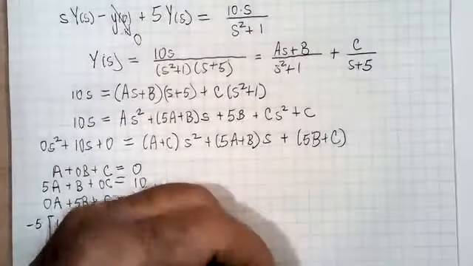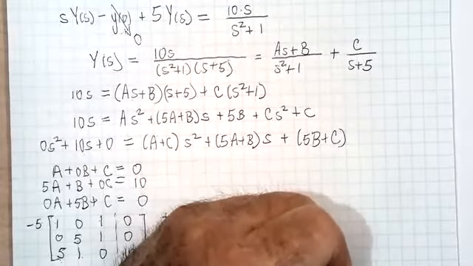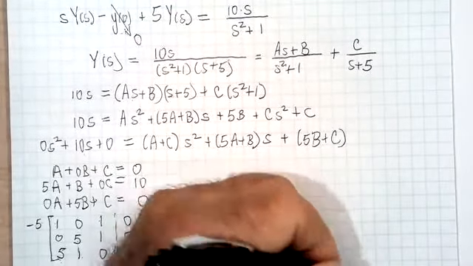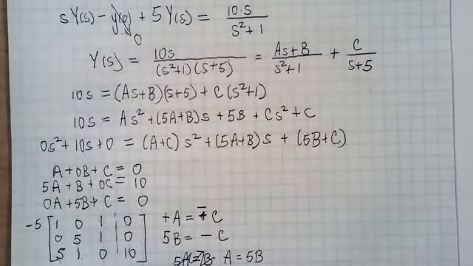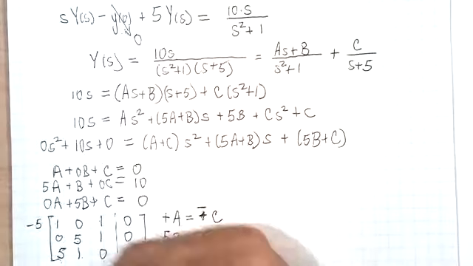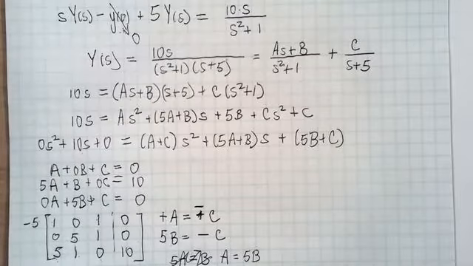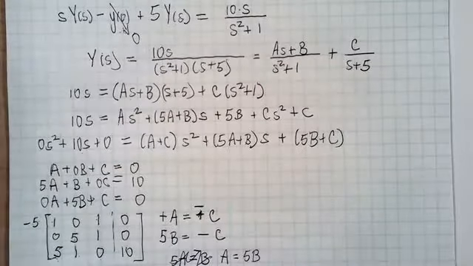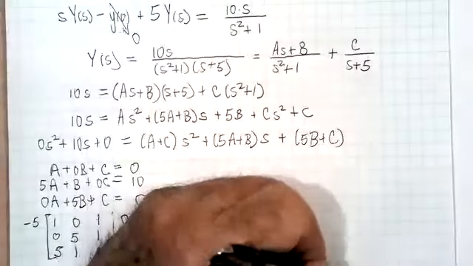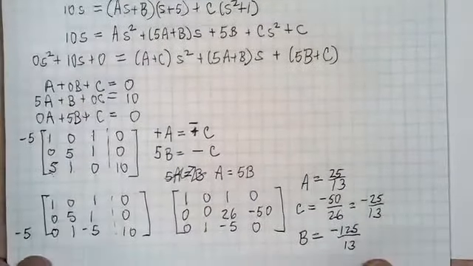So if I did this right, C equals minus 50 over 26. And well, of course, I just made this up, right? So there wasn't any reason to expect it to come out nice. So then B, this says that B is equal to 5C. So minus 125 over 13, of course. And A is equal to minus C. Okay, so there's my solution.